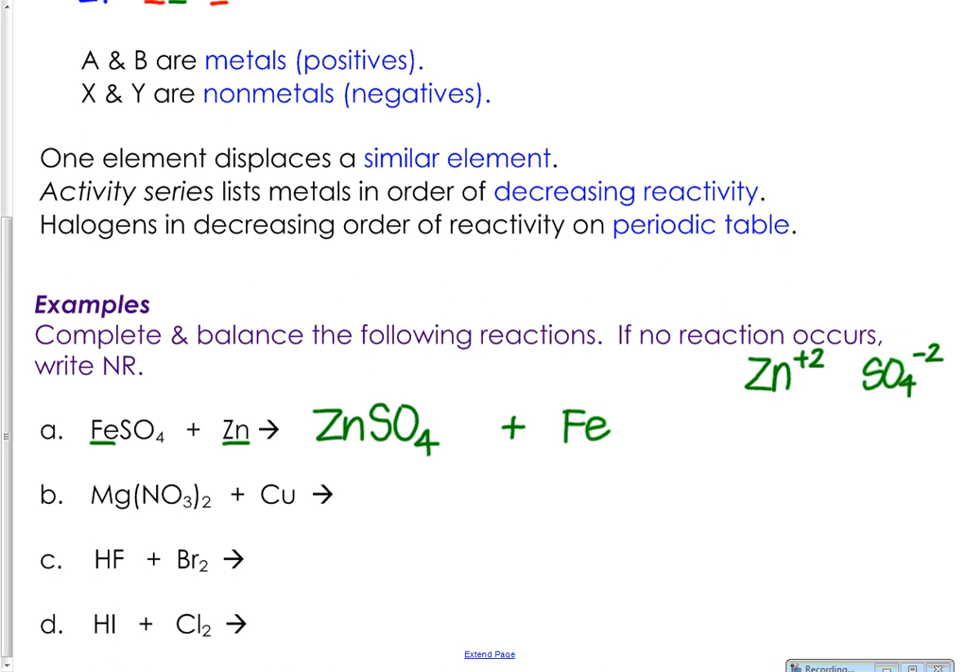If you want to practice the next one, try B. See if you can get copper and magnesium nitrate to react. If there is a reaction, write the products and balance the equation. If there's not a reaction, you would write NR for no reaction. So take a moment, you can pause the video and try that one. We'll talk about that one in class.